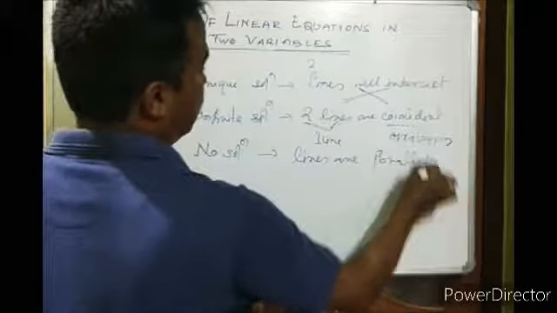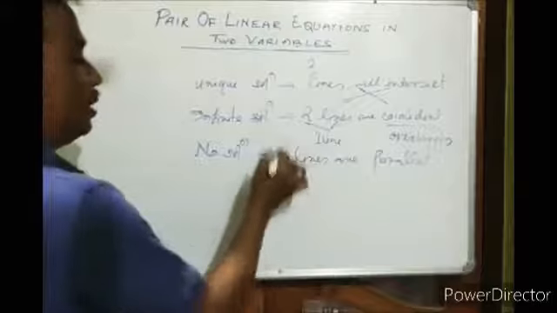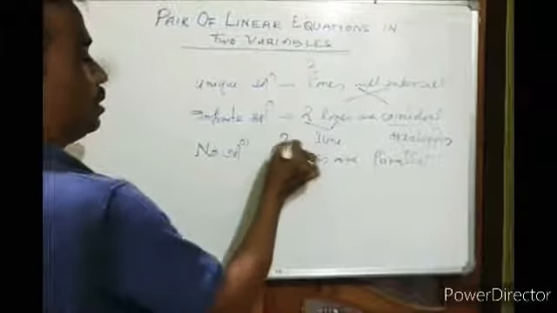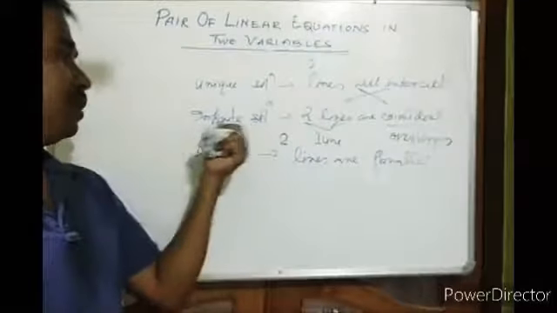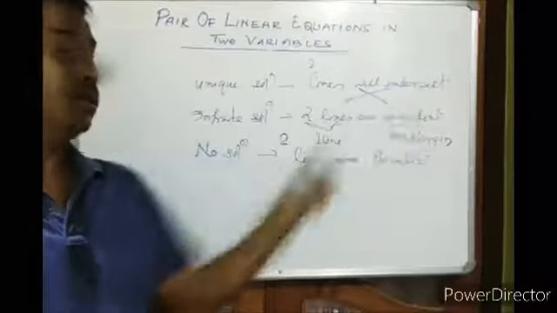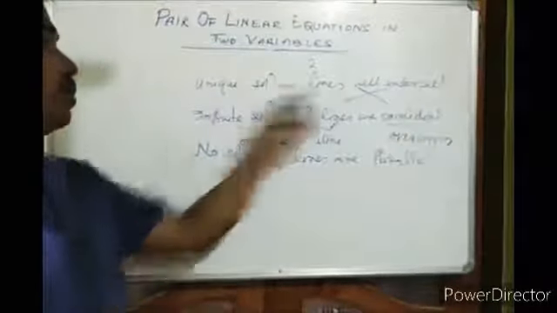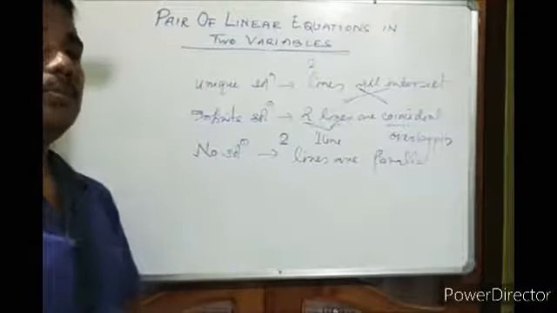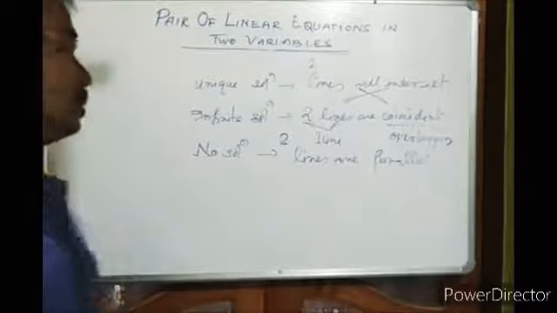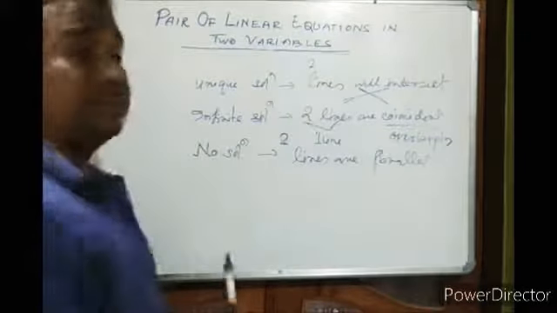Lines are parallel. In that case, two lines are parallel. No solution, lines are parallel. Infinite solutions, two lines are coincident. If unique solution, lines will intersect. So this is how the property of the lines, that is also asked in the exam.